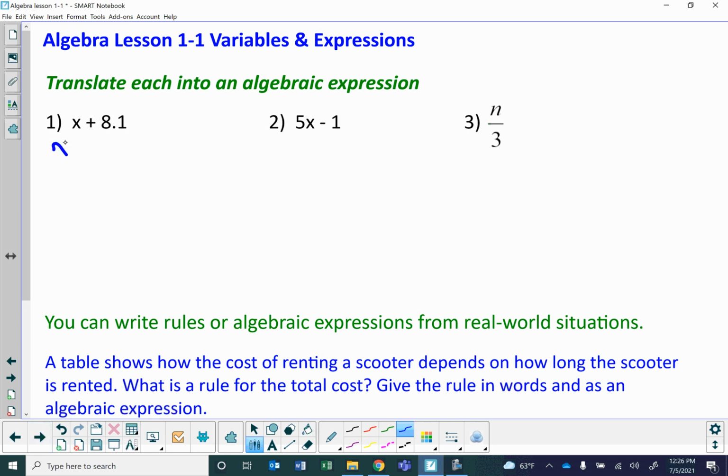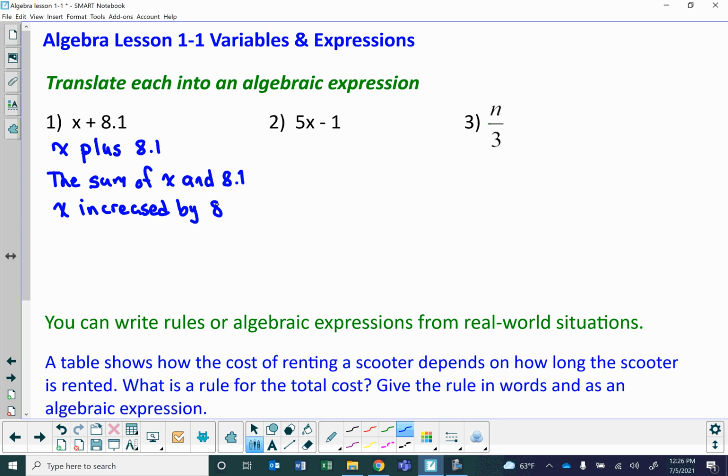You can say x plus 8.1, or you could say the sum of x and 8.1, or you can say x increased by 8.1. There are several ways to do this, as you can clearly see, which means there can be more than one answer that is correct. All right?